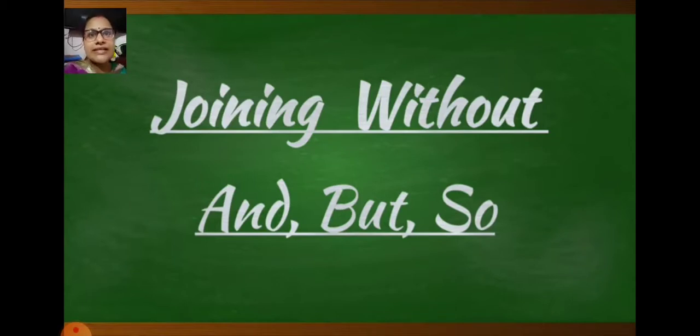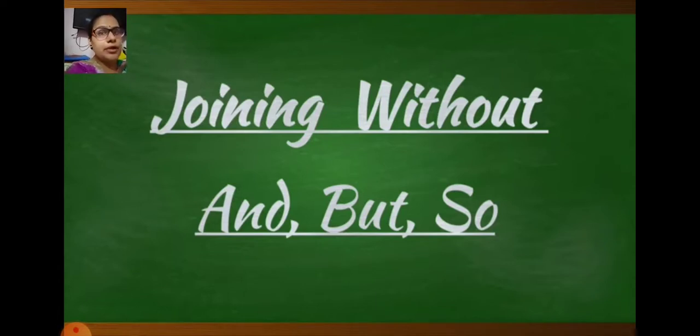But in your exams or in every chapter's exercise, it is given that you have to join the sentences without using and, but, and so. So today we are going to learn some tricks, some alternative words which you can use instead of and, but, and so. If all of you are ready with your books, come to page number 22. You will see an exercise with the instruction to rewrite the sentences and join them without using and, but, so.